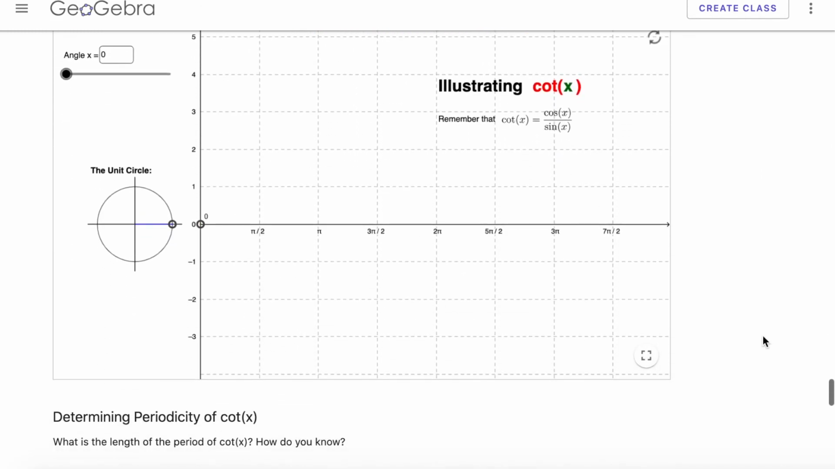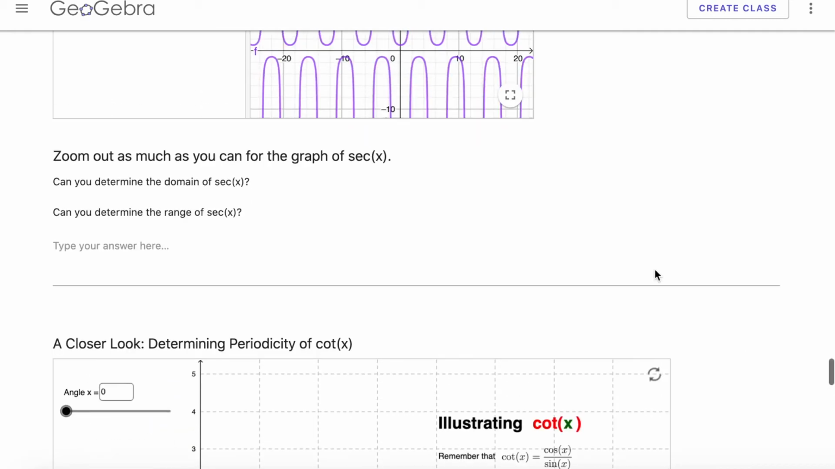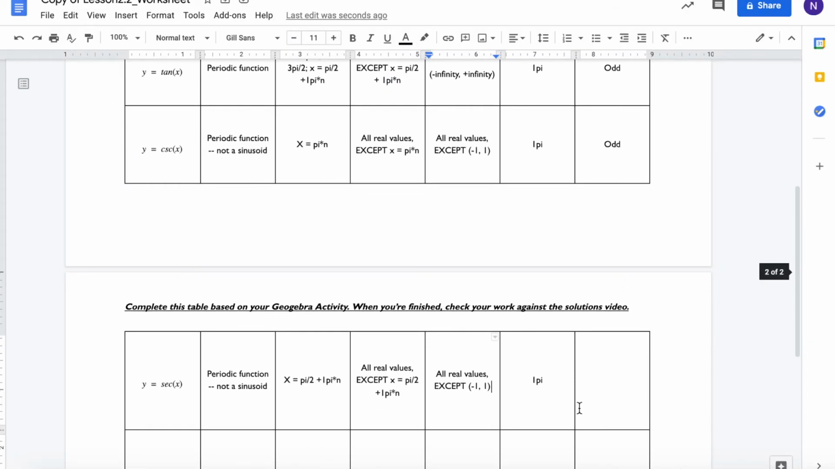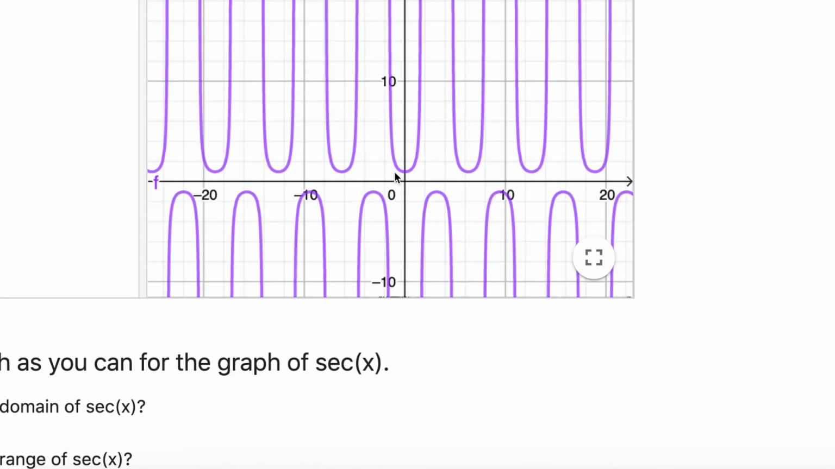Great. Now let's move on to cotangent of x. Once again, I'm going to unwrap this. Actually, sorry, I did not determine whether or not this was even or odd. Based on secant of x being the inverse function of cosine of x, and cosine of x being even, I would expect secant of x to be even. So let me just move into this graph.